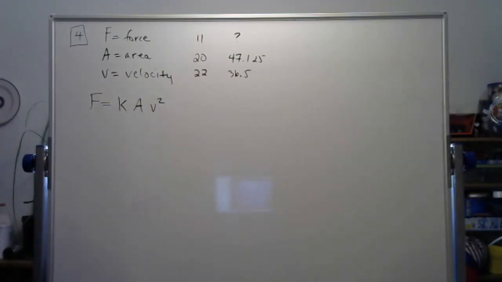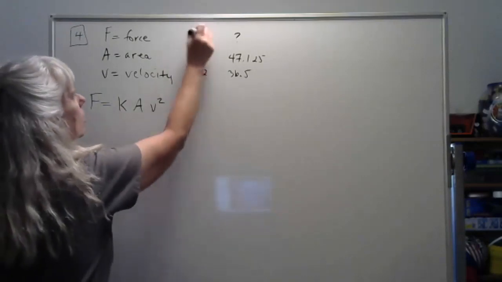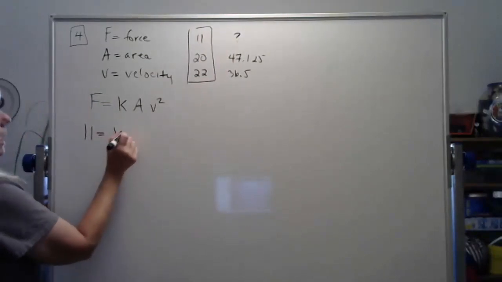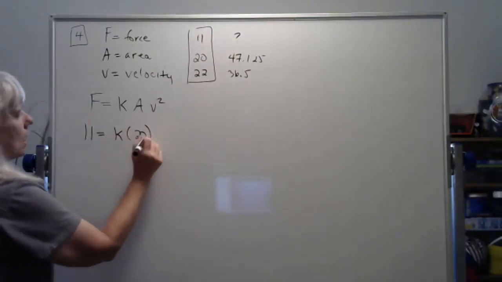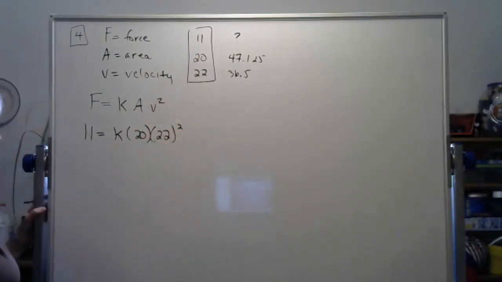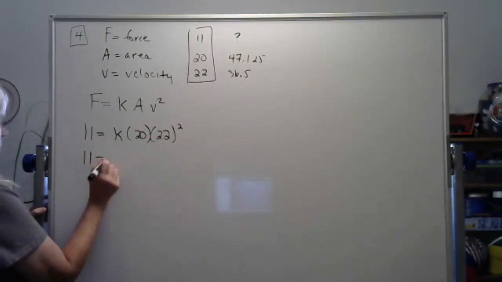Okay, let's plug the numbers in and see if we can find K. So we're going to use this first set of numbers that are sitting right here to find K. So the force is 11. Don't know K. We know the area is 20. And we know the wind is blowing at 22 miles per hour. So, okay, on the right-hand side, let's figure out what all that is.